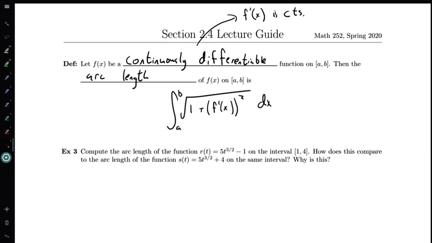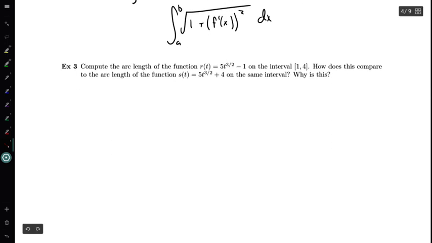We want to compare this to the arc length of the function s of t equal to 5t to the 3 halves plus 4 on the same interval. And we want to think about why it compares the way it does. We'll see what that means after we've computed the arc lengths of these two functions. So let's start with the arc length of r of t.